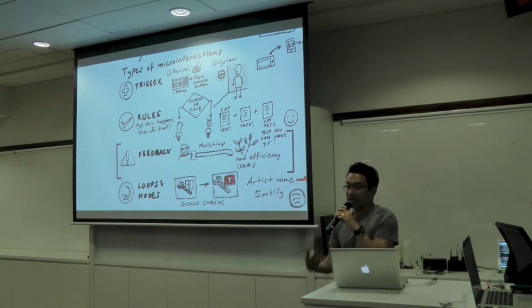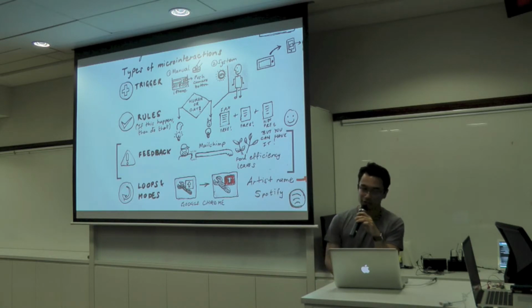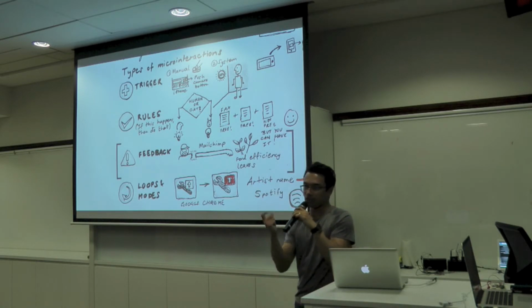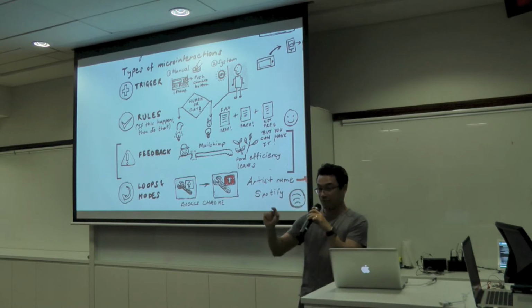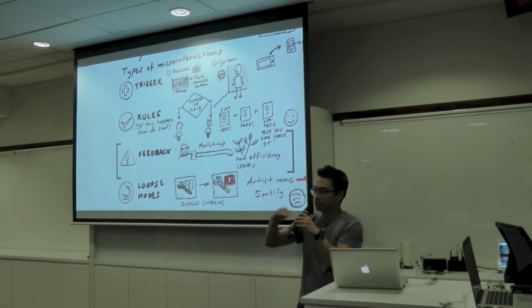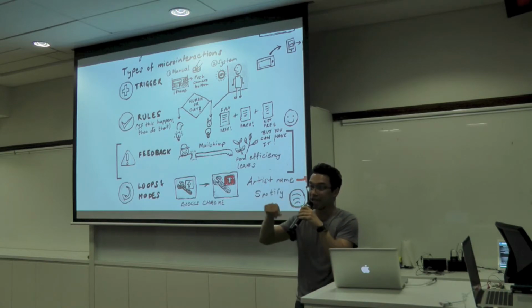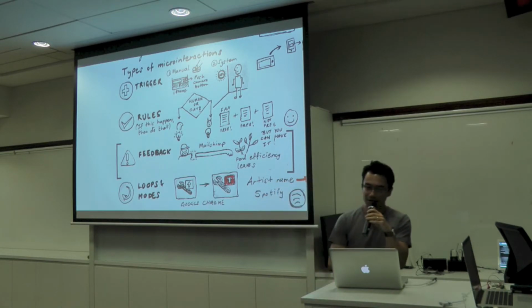Triggers can be manually driven or automatically system driven. Manually, for example, if you click on your iPhone power button and then push the camera button, it jumps up just to indicate to you that you can actually open the camera mode.